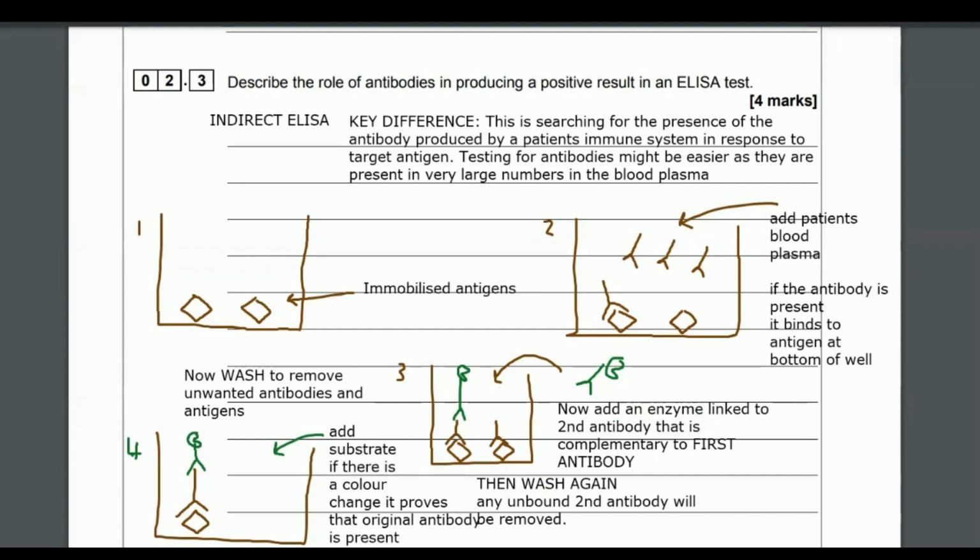So you can see here the green enzyme linked second antibody I've just drawn binds to the first antibody that's bound to the immobilized antigen, and then we add a substrate. If there's a color change, the person has it. Of course, we wash again before this. We wash it to remove unlinked second enzyme antibody. But after the washing, if there is any enzyme linked antibody left, then the substrate will change color, proving that that antibody is present for HIV.